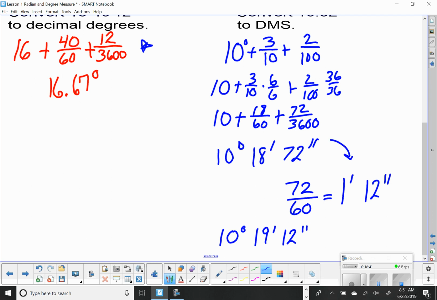This part right here, you are simply converting seconds to minutes. And you've done that before. If I gave you some number of seconds, you should be able to convert that to minutes and seconds. That's all there is to going back and forth.